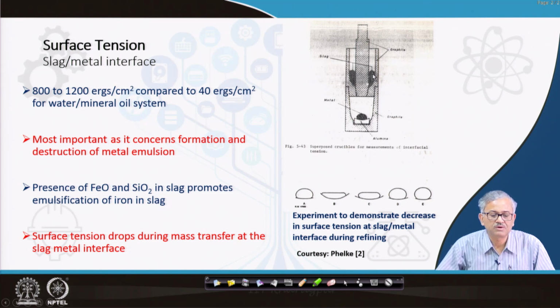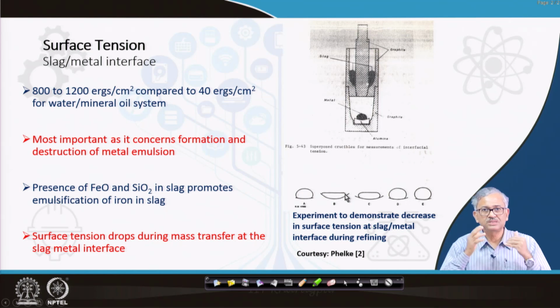So if you take it out, then the slag will come and fall over it. You can see initially the metal, this is the slag metal interface, perfectly round. Now when the reaction is taking place, you can find here is the slag, here is the metal. This is the metal, and this is the slag. So you can see the slag metal interface has flattened during the mass transfer. That means the surface tension has decreased at the slag metal interface significantly.